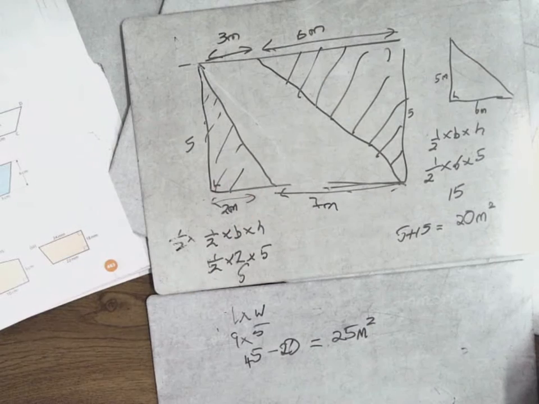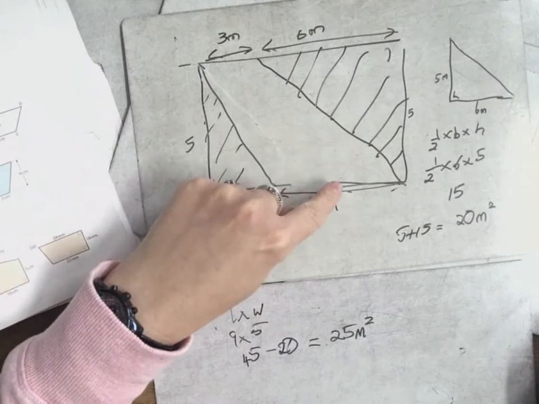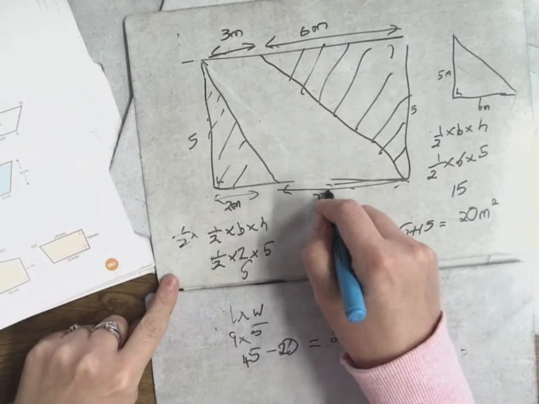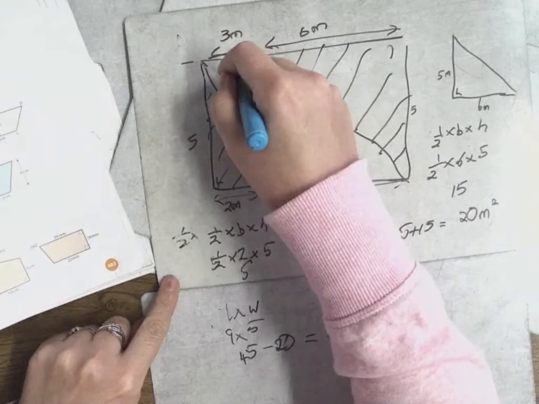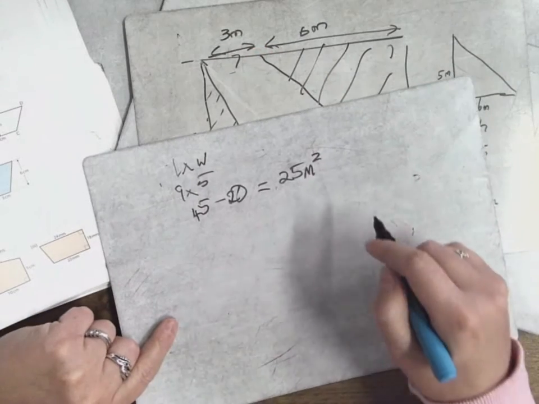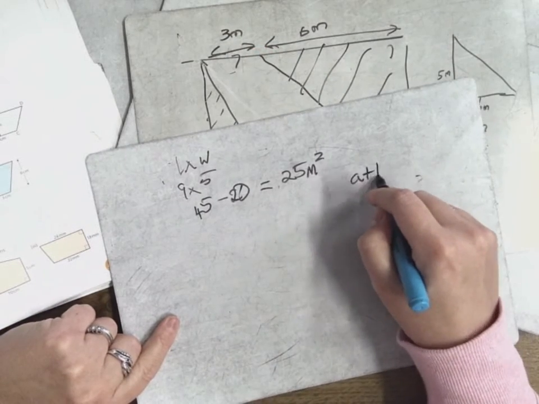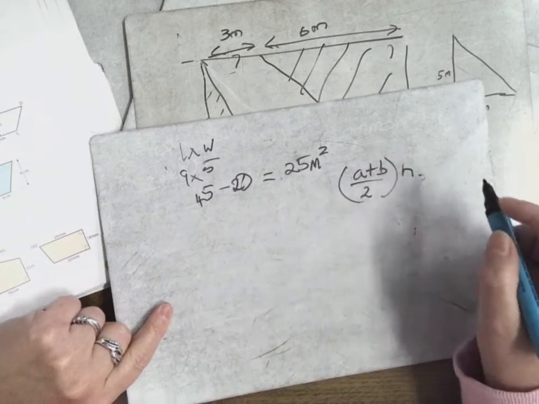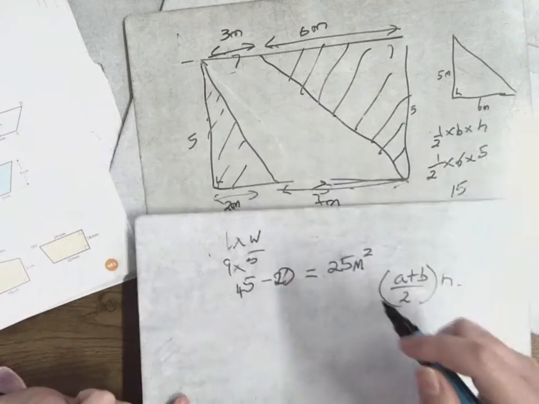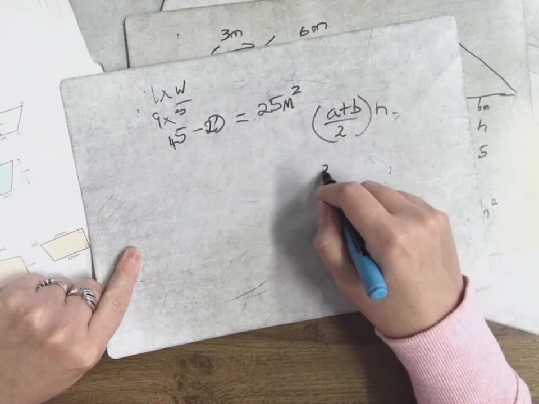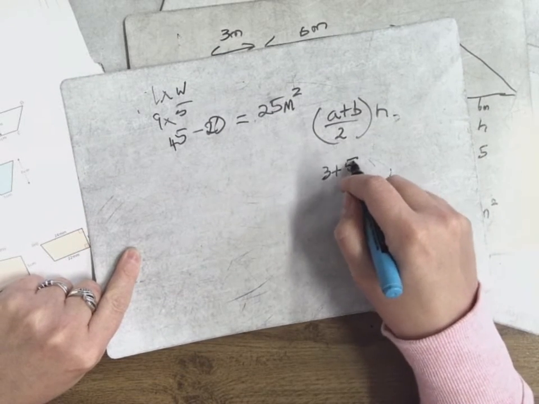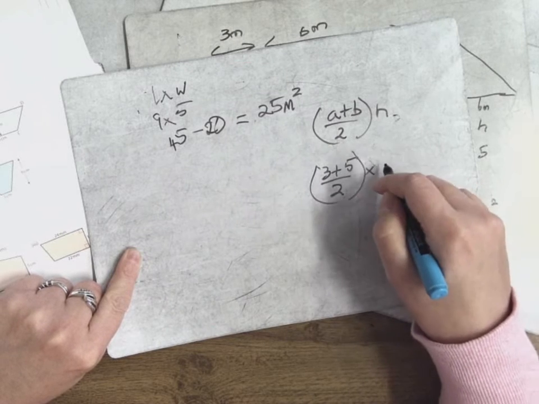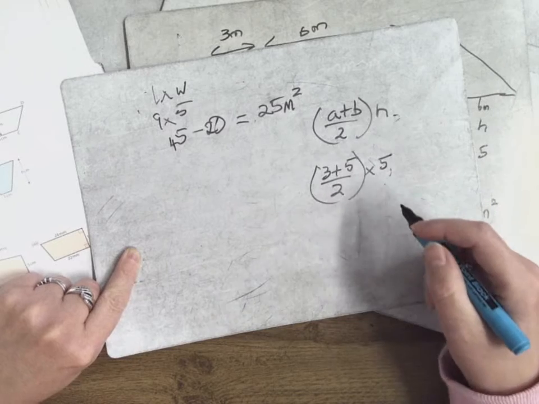The other way to do it is you look at the unshaded bit and you say that's a trapezium, because this line and this line are parallel. There's a formula for a trapezium. It's a plus b over 2 multiplied by the height. So a and b are the lengths of the parallel lines, and it doesn't matter which one you say first. 3 plus 5 over 2 multiplied by the height is 5, isn't it? So 3 and 5 is 8.